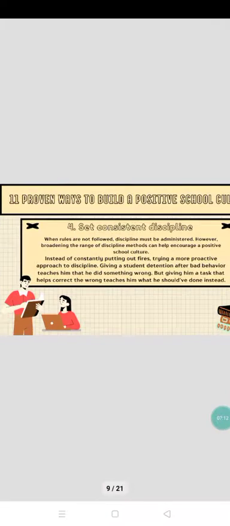Number 4, set consistent discipline. When rules are not followed, discipline must be administered. However, broadening the range of discipline methods can help encourage a positive school culture. Instead of constantly putting out fires, try a more proactive approach to discipline. Giving a student detention after bad behavior teaches him that he did something wrong. But giving them a task that helps correct the wrong teaches him what he should have done instead.